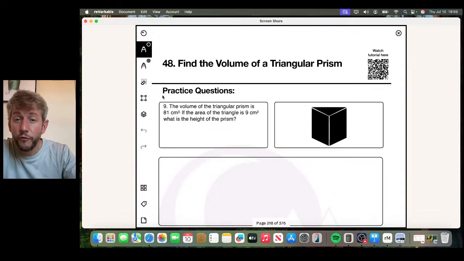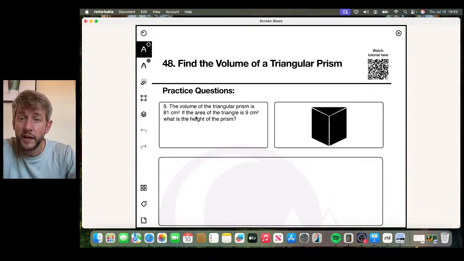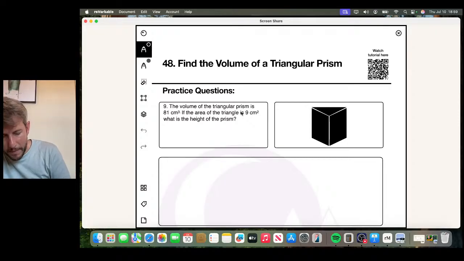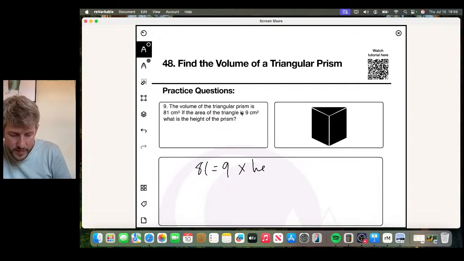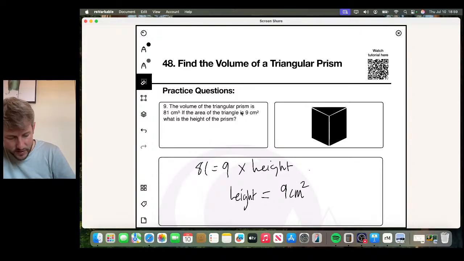Okay, right, question 9. Here we go, we've got the volume of the triangular prism is 81 centimetres cubed. If the area of the triangle is 9 centimetres squared, what is the height of the prism? So remember, 81 is going to equal the area of the triangle times the height. Well, I know that 81 is 9 times 9, so the height must be 9 centimetres, just 9 centimetres, not 9 centimetres squared, because the height is a length.